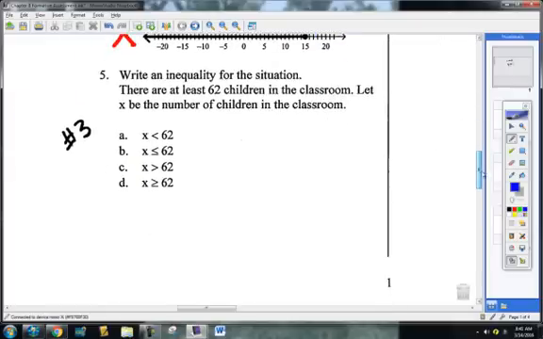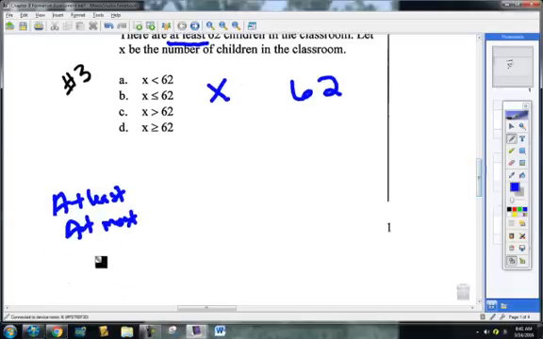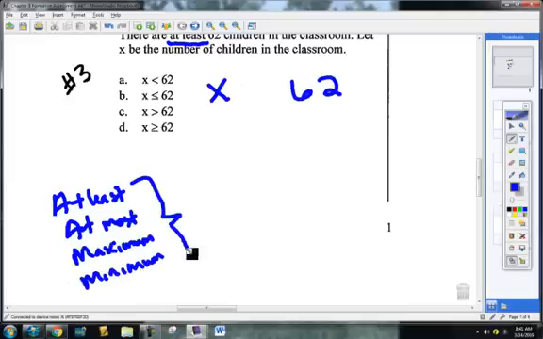Cool? All right, number 5. Write an inequality for the situation. There are at least. So I'm just going to start here. I always start like this whenever I teach this. If you'll remember from the video, I always start with my variable and then 62, whatever the number is. And I start looking for words. When I see words like at least, at most, you might want to write these. Maximum, minimum. All those words right there, I know it's either going to be greater than or equal to or less than or equal to. Everybody got that? I know it's going to have the or equal to.